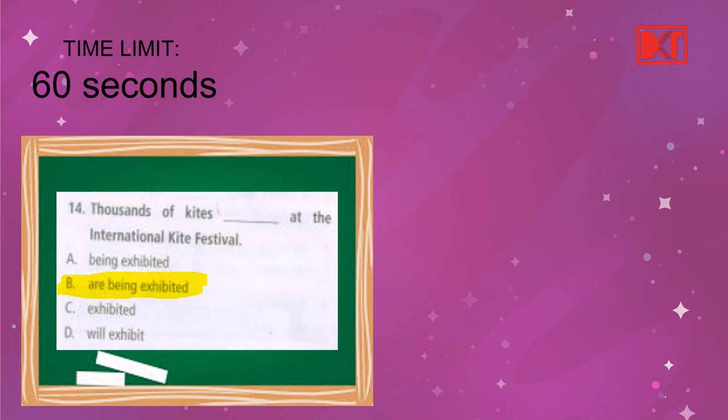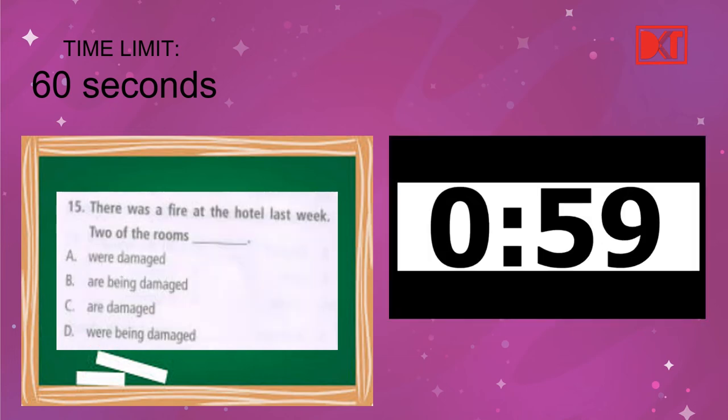Okay. Now for the other options, first let me explain this one. Are is for plural because kites are plural. Being, are being, this is for continuous, it is happening right now. They are being exhibited, exhibited is the past participle. Okay, the other options: A, here we don't have an auxiliary verb. C, again we don't have an auxiliary verb. D, here the auxiliary verb as well as the tense and the past participle, all of them are incorrect.